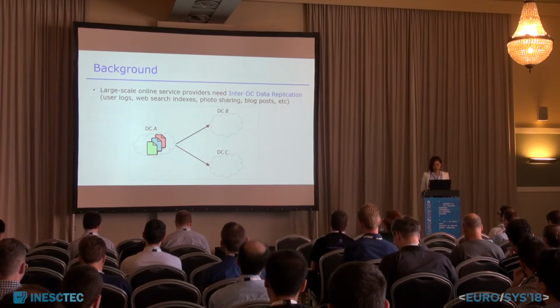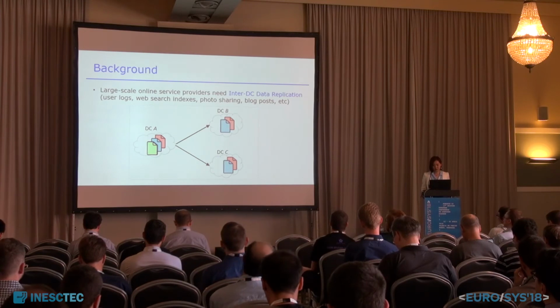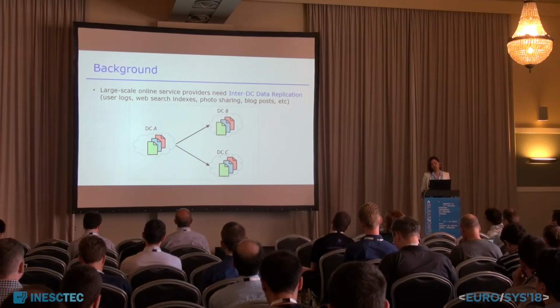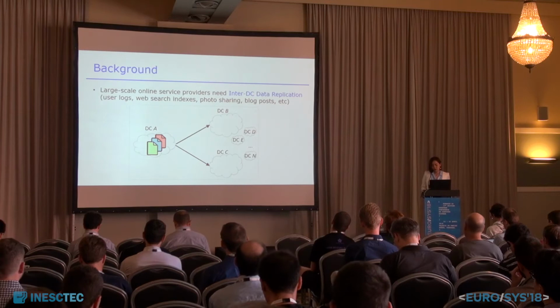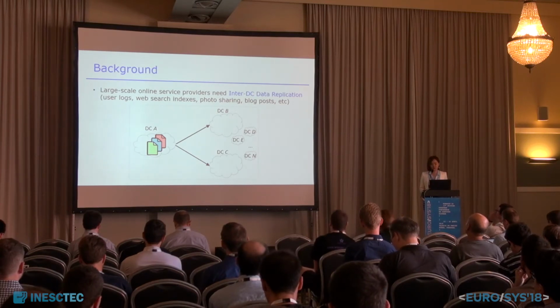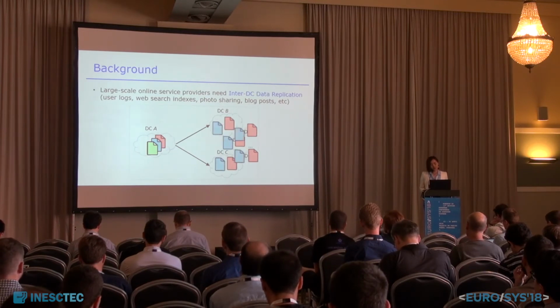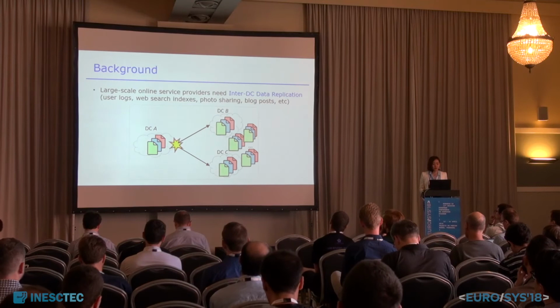Things are not very difficult when there are not many DCs, just replicating the data from the source DC to the destination DCs. However, in reality, these large-scale online service providers always have hundreds or even thousands of data centers. So such a simple data replication scheme is obviously not efficient because the upload link of the source DC will become the bottleneck.